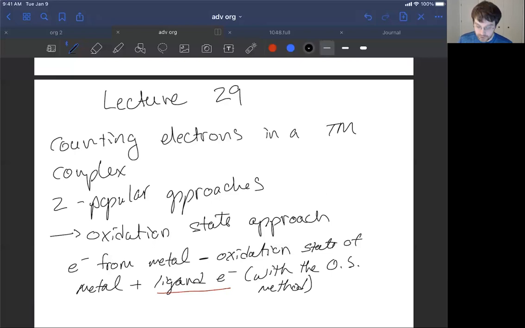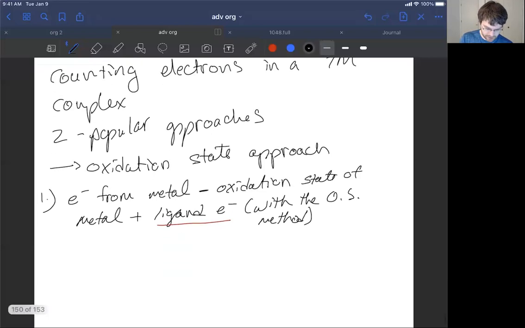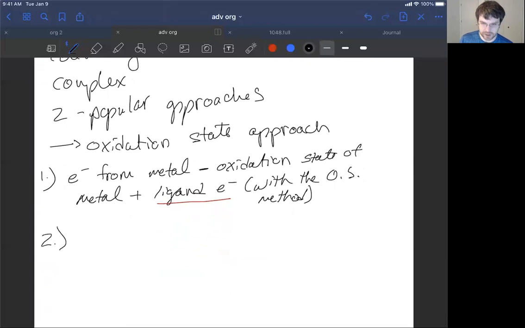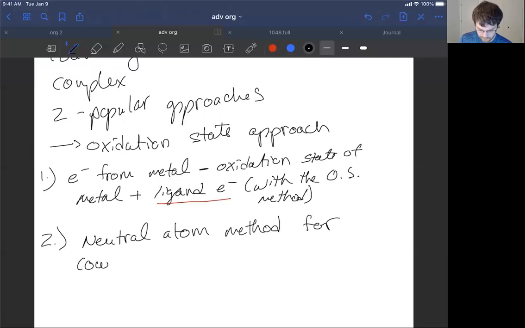So that is one approach, but it's not the approach that I am going to lead in with. I'm going to instead lead in with the neutral atom method for counting electrons. The neutral atom method. I would recommend mastering one of these approaches, or getting at least good enough to solve the problems. And then if you're super interested, go back and learn the alternative method. Obviously, if I'm going to focus on the neutral atom method, you all probably will too.